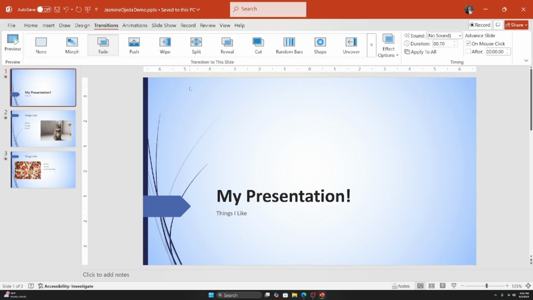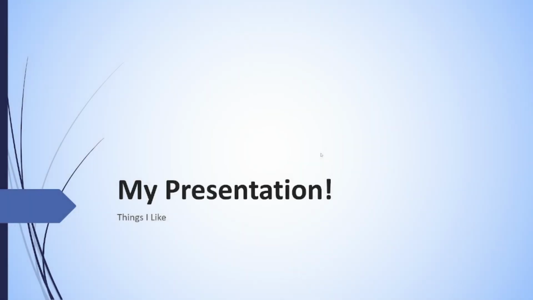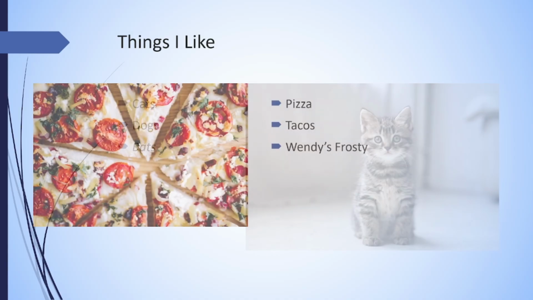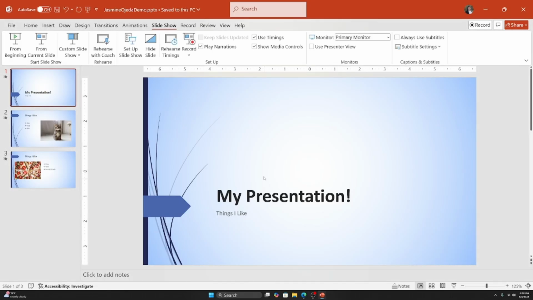So now when I present this from the beginning, go ahead and click on the slideshow tab, do from beginning. There you go. Notice it fades into this first slide, and when I click down on my mouse, it goes to the next, and when I click over, it fades to the next one, and when I click, it's just going to be a black screen. Let me click again to exit. There we go.